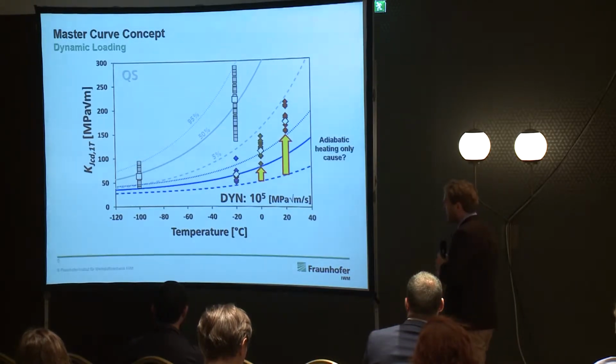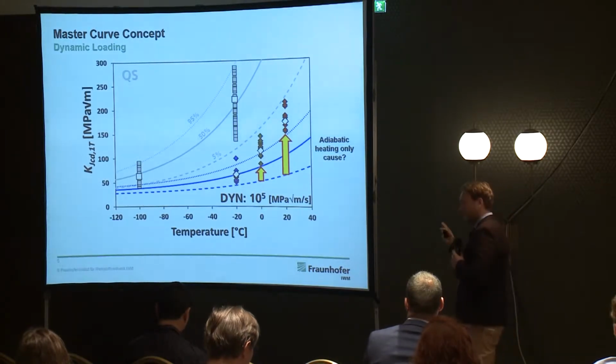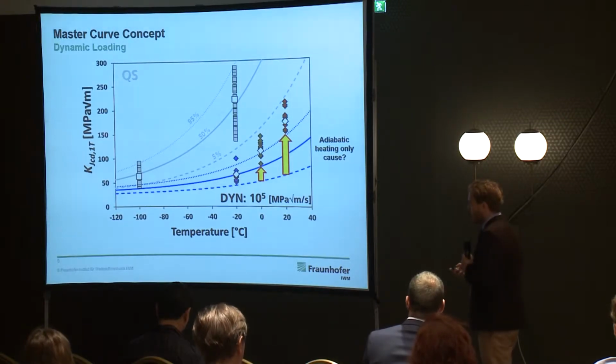Well, the problem is if we apply this master curve method, then we can see here that there are experimental values that are much higher than predicted by the master curve concept. That's basically in a nutshell what the problem is.